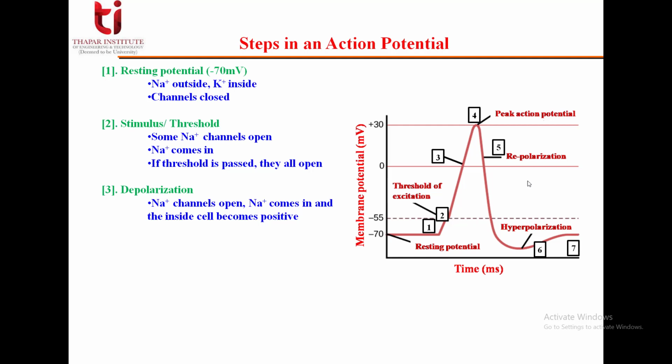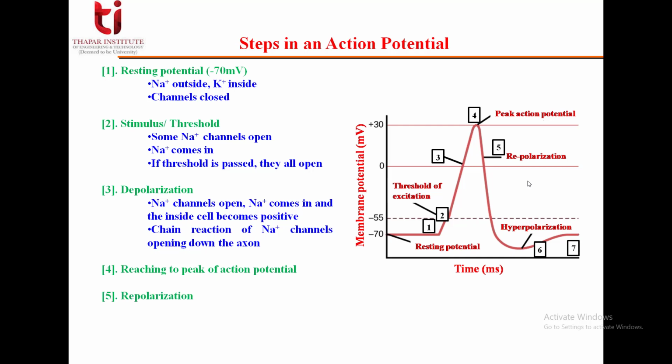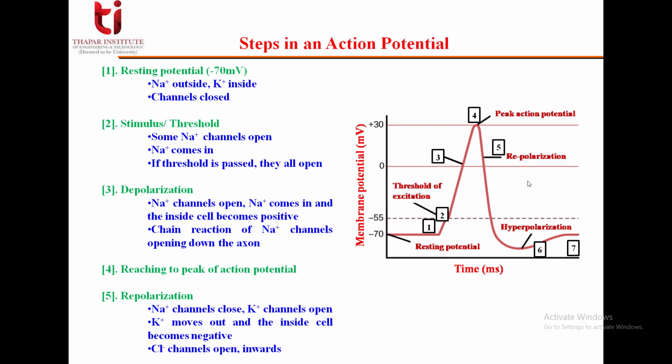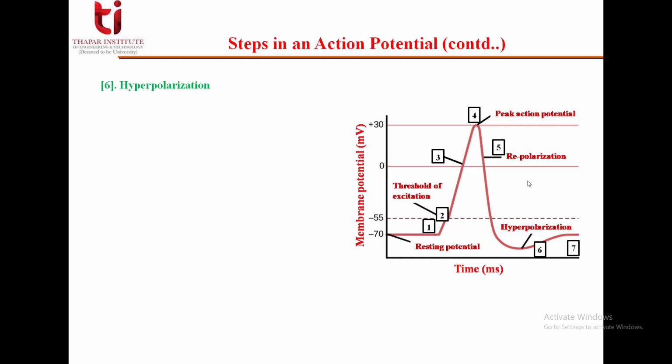And once it reaches the peak action potential, what will happen? The voltage will again start decreasing. In that case, sodium channels will be closed, potassium channels will be opened, potassium moves out, and the inside of the cell will become negative, and chloride channels can also be opened up. This process, which decreases the potential and takes it to the negative side, is repolarization. And what is hyperpolarization?